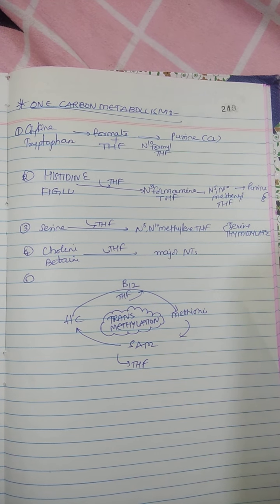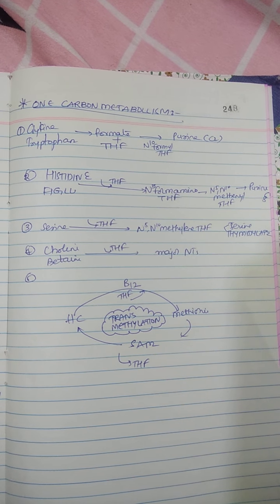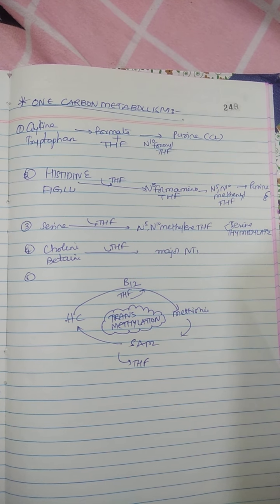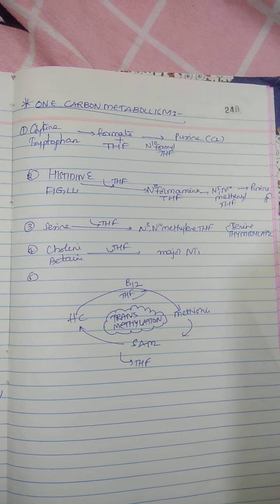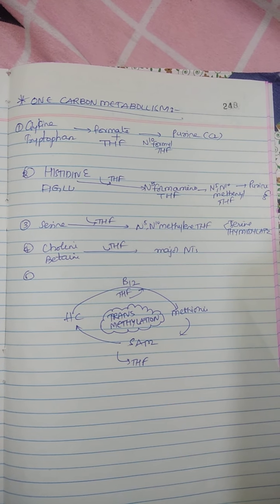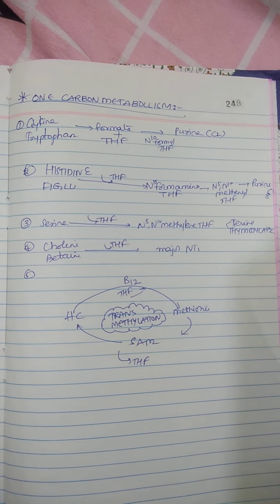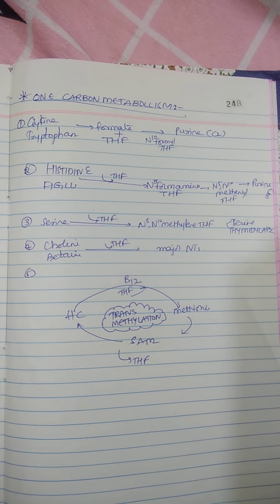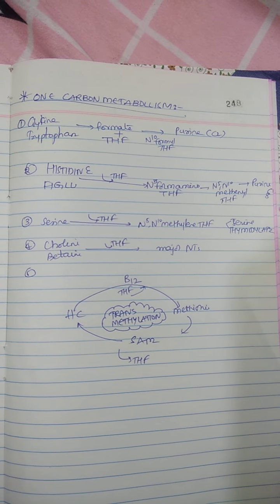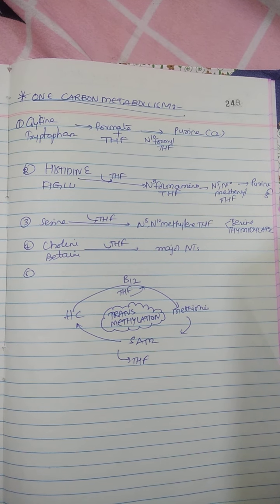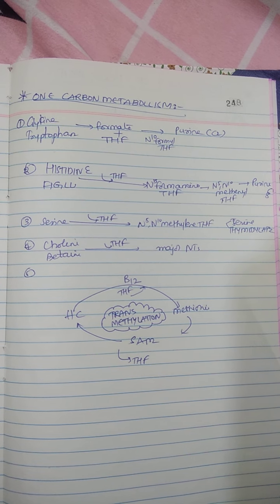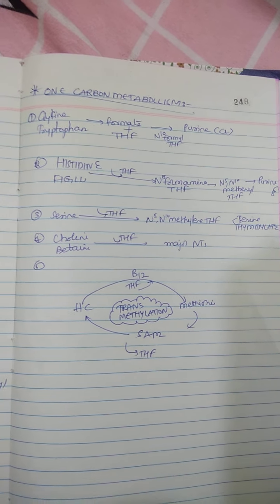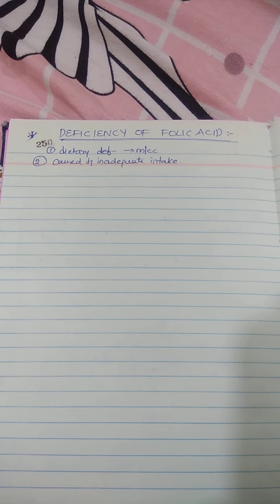You mainly remember the starting and end steps: glycine and tryptophan will give purine in the presence of THF, histidine will lead to purines, serine will lead to serine and thymidylate in the presence of THF, and choline and betaine will lead to major nucleotides. And remember this transmethylation reaction, that is, homocysteine to methionine and methionine to homocysteine, is simply in the presence of B12, THF, and SAM. The deficiency of folic acid will result in folic acid-related anemia, and this will be discussed in further videos. Thank you.